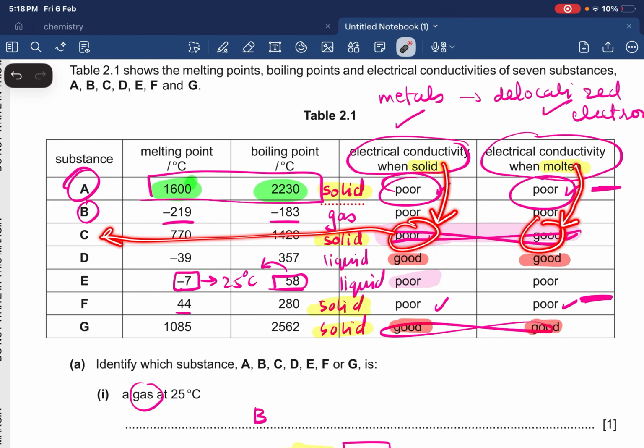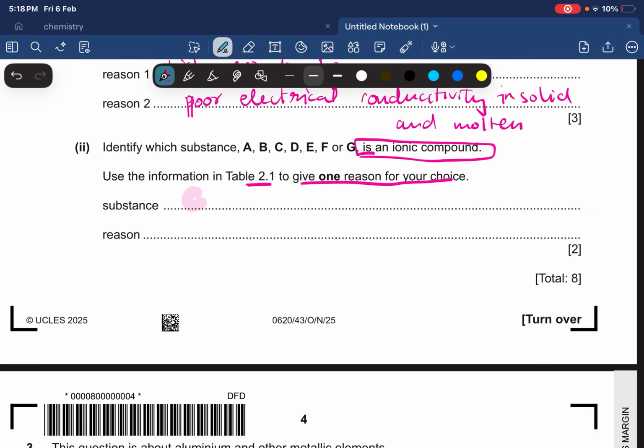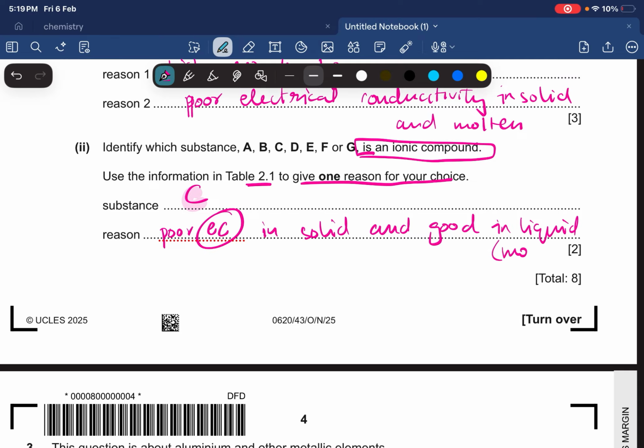So it's going to be option C. We're going to tell them option C. And why is it C? It's C because of poor melting point in solid and good, sorry, not melting point. We have to deal with electrical conductivity here. So it's going to be poor electrical conductivity. You write the full form: poor electrical conductivity in solid and good in liquid, or when molten. That means the ions are delocalized.